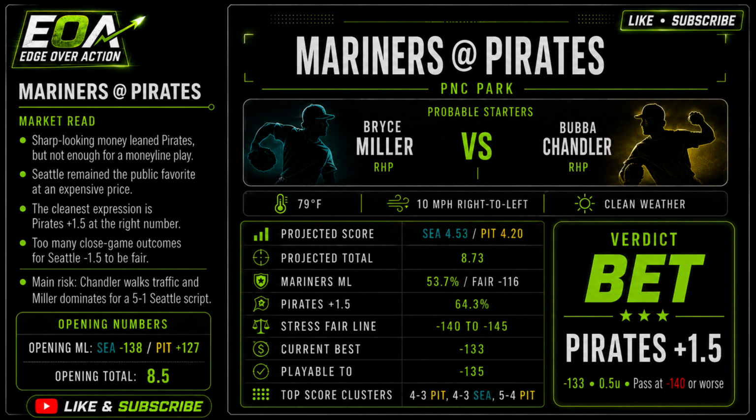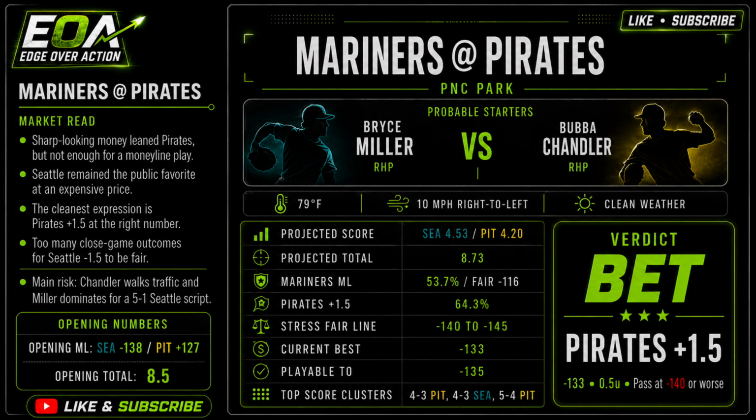The model projected Mariners 4.53, Pirates 4.2, with a total of 8.73. Seattle won 53.7%, so the Mariners' money line was not worth laying. Pirates plus 1.5 hit 64.3% in the simulation, with a raw fair line minus 180. After stress testing Chandler walk risk and Miller dominance risk, the fair line dropped closer to minus 140 to minus 145. That means the price matters a lot.